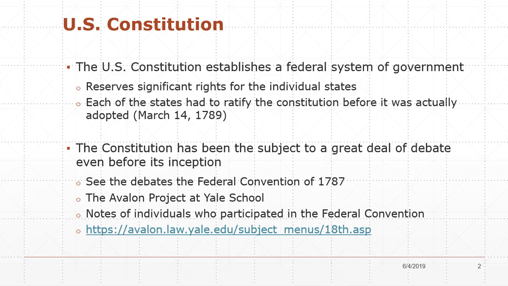The Constitution has been the subject of a great deal of debate even before its inception. If you go out to this website, the Avalon Project at Yale School, you'll see the debates on the Federal Convention of 1787, and it's actually an amazing set of documents to read and understand. All of the anguish and the questioning and pulling together of different positions into one body to establish the Constitution.